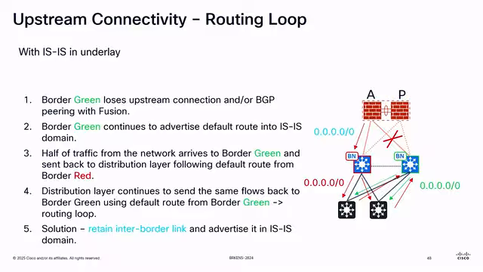So solution, well, keep this link between the borders, advertise it in the underlay, and then the traffic arriving to green will simply go to red directly, not through distribution layer.